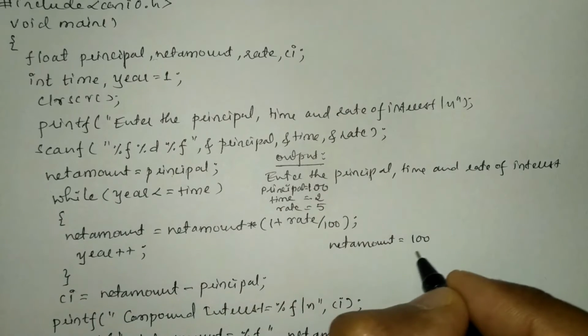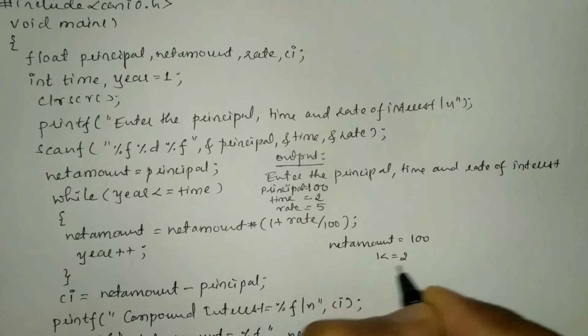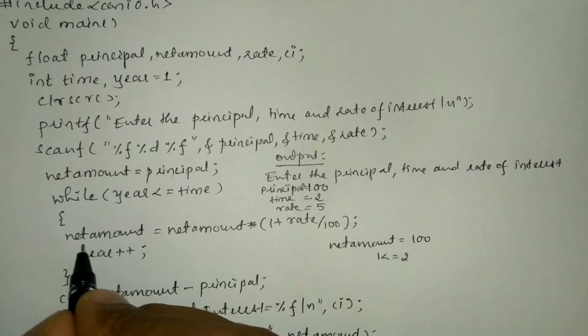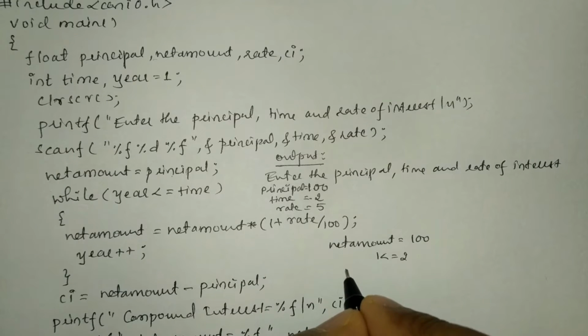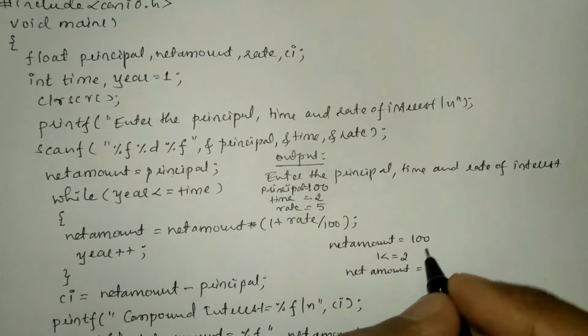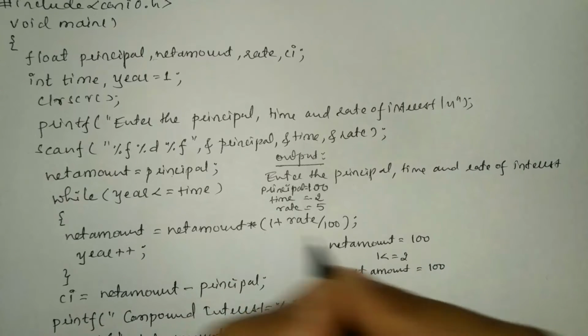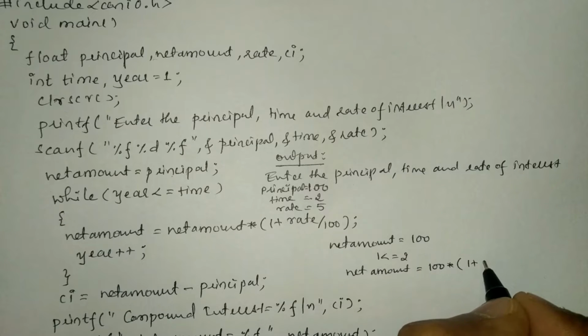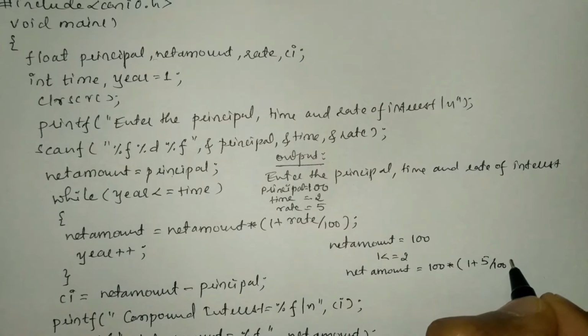1 is less than or equal to 2. Yes, the condition is true. Once the condition is true, both of these two statements will get executed. So what is net amount? Here I'm going to write net amount is equal to net amount 100 into 1 plus rate, and rate is 5 divided by 100.